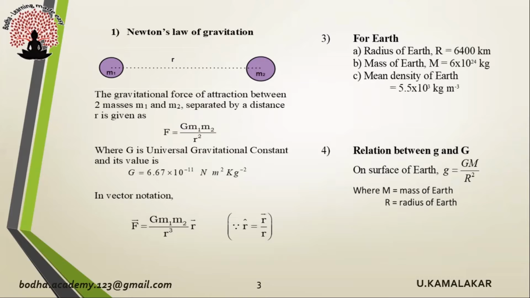Newton's law of gravitation. The gravitational force of attraction between two masses m1 and m2 separated by distance r is given as F = G m1 m2 / r², where G is universal gravitational constant and its value is 6.67 × 10^-11 Newton meter square per kg square.